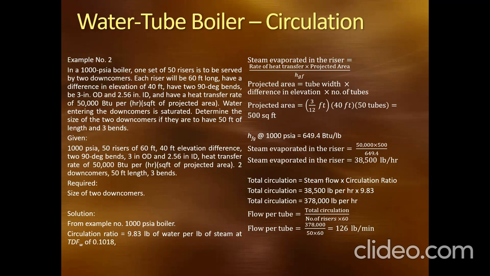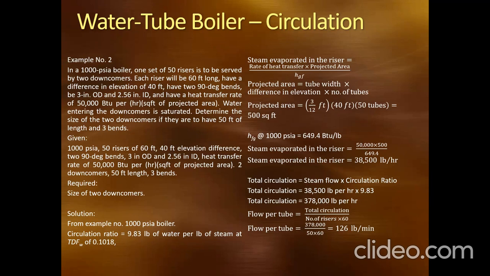Okay. So, 1,000 given, 1,000 PSI, 50 risers of 60 feet. Sulat nyo lahat, 40 feet elevation difference, 2 90 degree bends, 3 inch OD and 2.56 ID, heat transfer rate of 50,000 BTU per hour square foot of projected area, 2 downcomers per 50 length and 3 bends. Required size of 2 downcomers. Isa lang naman size nun.